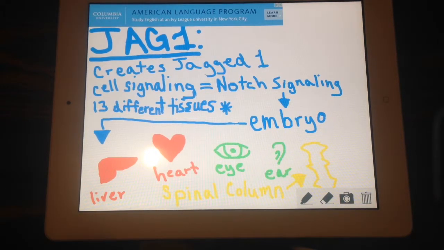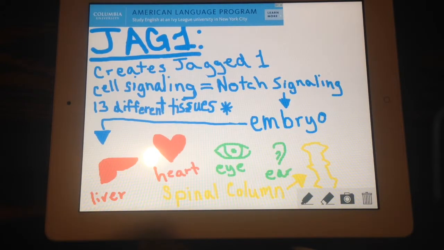Our gene is JAG1, which creates jagged1. It also creates a cell signaling called Notch signaling. It is included in 13 different tissues, including brain, lungs, pancreas, and other tissues around inside the skin.